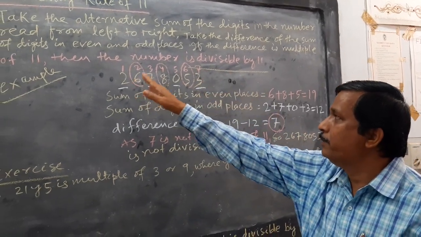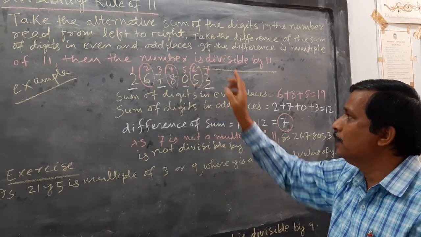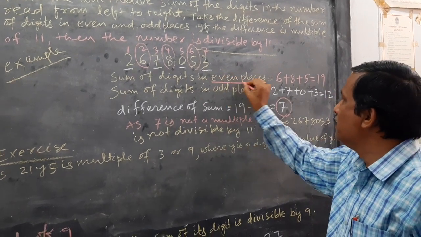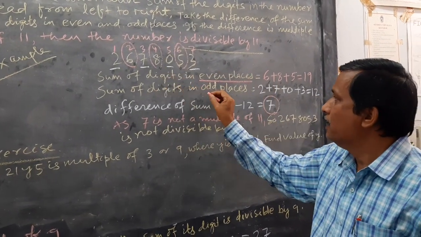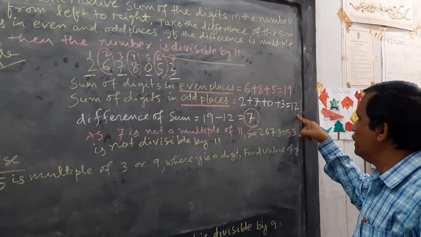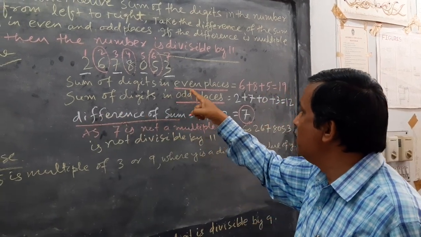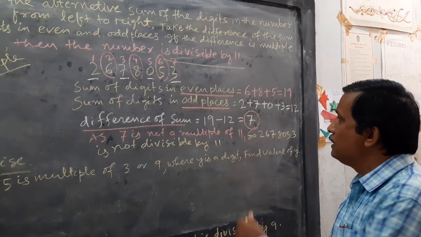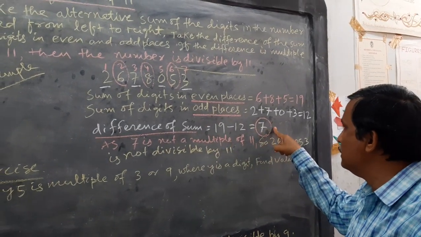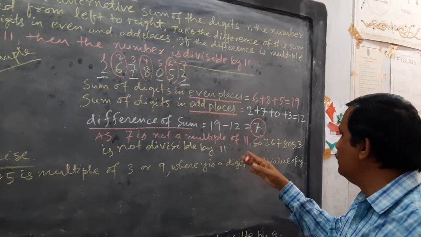First, from left to right, you number the digits 1, 2, 3, 4, 5, 6, 7, in that manner. Take the sum of the digits in even places and the sum of the digits in odd places, and take the difference. Difference means the difference of the sum of even places and the sum of odd places. And if the difference is a multiple of 11, then the whole number is divisible by 11.